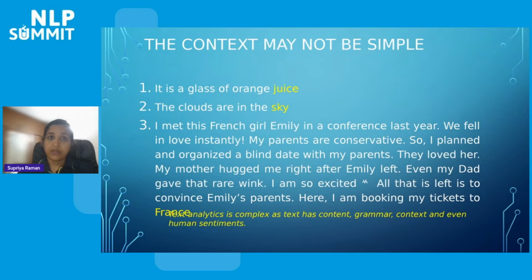But when we do text analytics, referring back to such context and such a series of tokens behind, it becomes very complex. And that's why text analytics is not only complex in dealing with the content, grammar, and the context. Also, many a time it's a very biased way of reading through it because it also involves human sentiments.